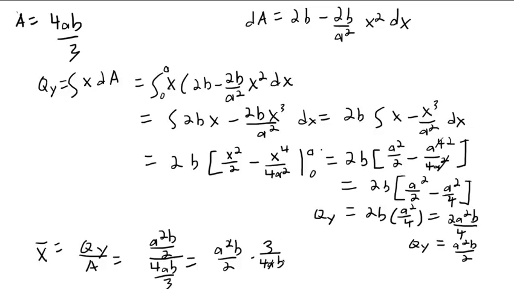So I get 3a over 8. So the centroid, assuming we didn't make any other math errors, which is a certain possibility, would be 3a over 8, comma, I'll come back to this, don't worry, b. Like so.